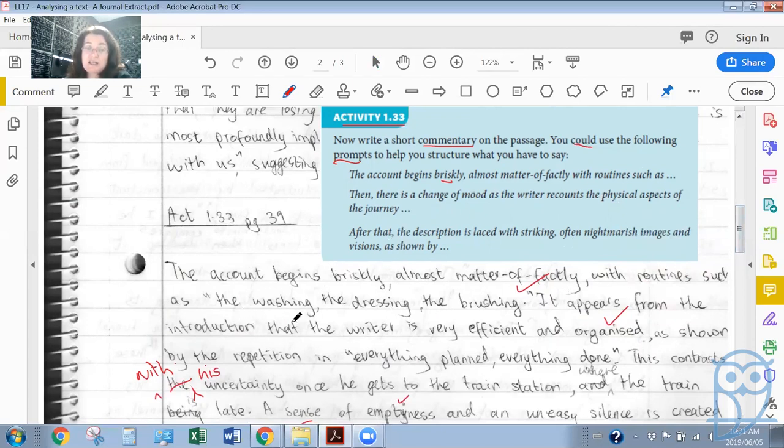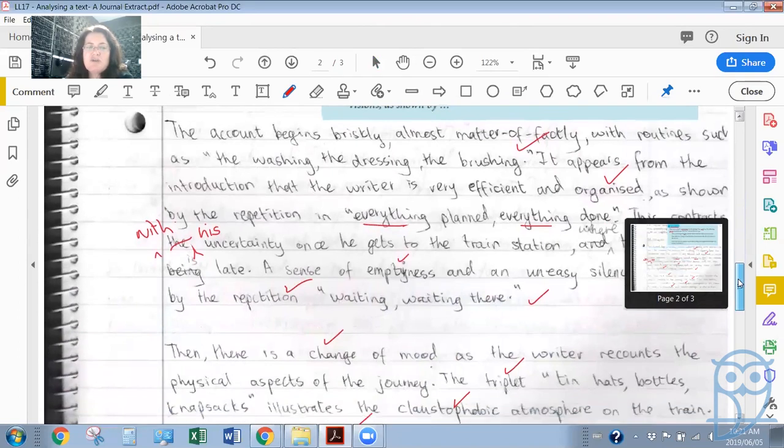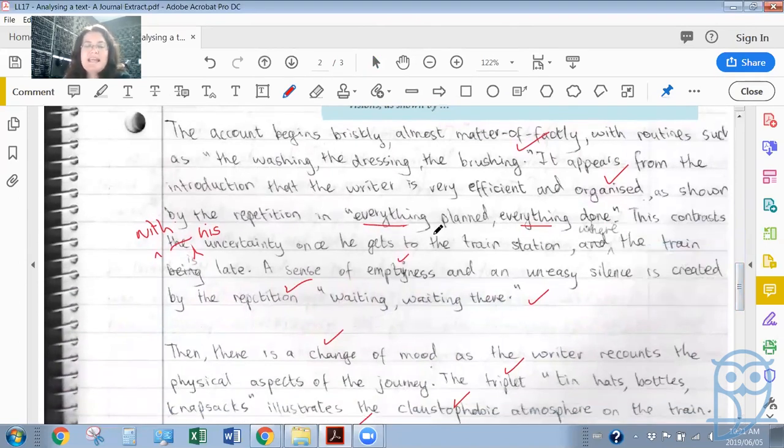It appears from the introduction that the writer is very efficient and organized, as shown by the repetition in everything planned, everything done. Okay, repetition. This person, the student who's writing here, is aware of the kinds of techniques that are used to create ideas in text. This contrasts with his uncertainty once he gets to the train station. So yes, we see this uncertainty creeping in as he comes to the train station, where the train is late. A sense of emptiness and an uneasy silence is created by the repetition, waiting, waiting there.